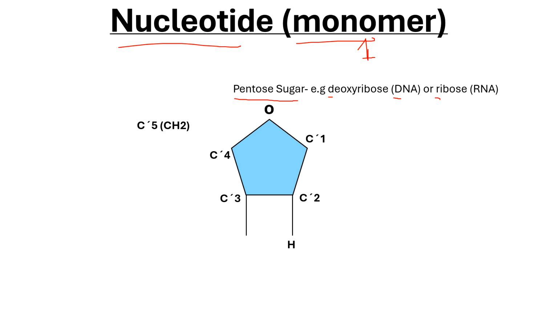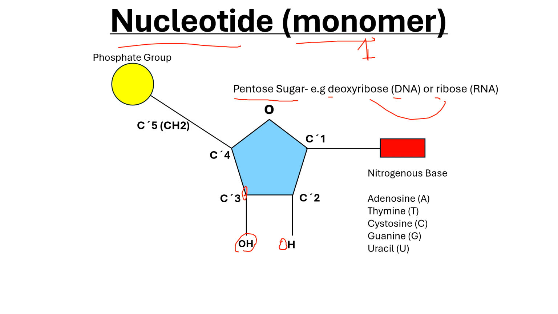And it's going to have a hydrogen, or it could have an OH hydroxyl, depending on which one of these two it is. We're going to look at that later as well. So it's always going to have a hydroxyl here attached to the 3rd carbon. And the 5th carbon is going to be attached to the phosphate group, very important as well. Then we have the nitrogenous base, which can be either of these 5.